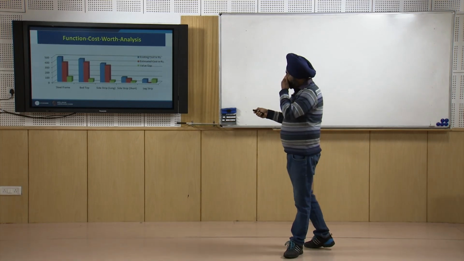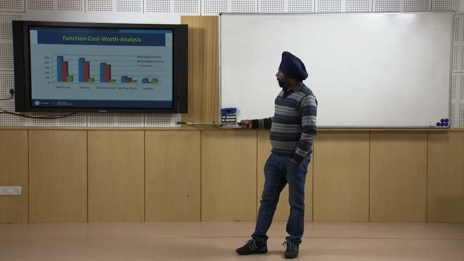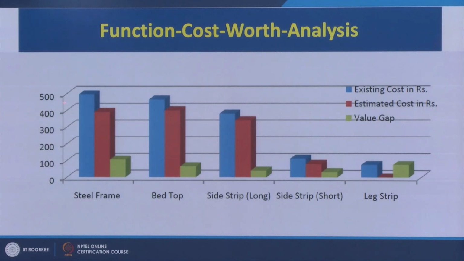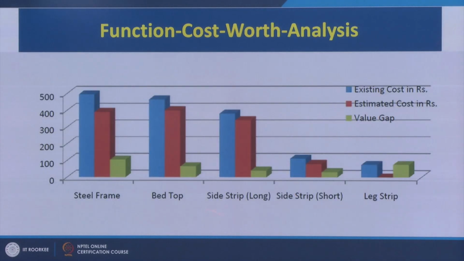Now here you can see the function cost worth analysis. Existing cost is given in blue color. The steel frame, that was 495, you can see it is touching 500 there, and then the red color is the estimated cost in rupees. Estimated means the actual worth of that part that goes into the manufacturing of the Divan. And finally there is the value gap. So a value gap exists for each and every part.